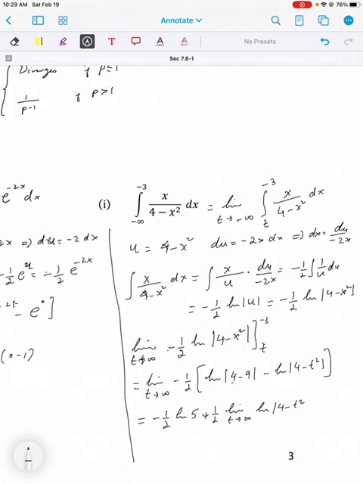Now the next thing we will look at is the other type of improper integrals.